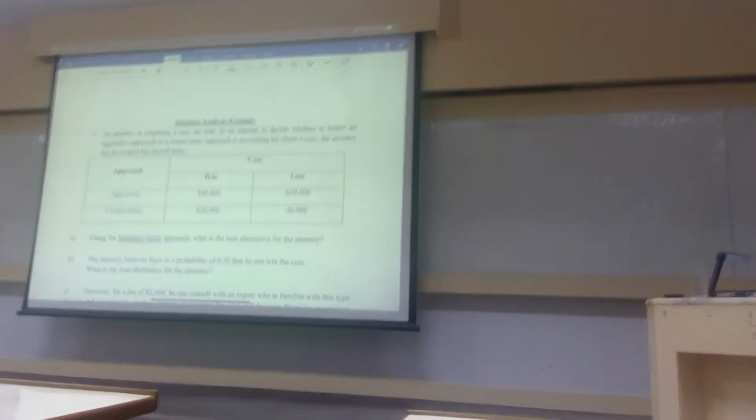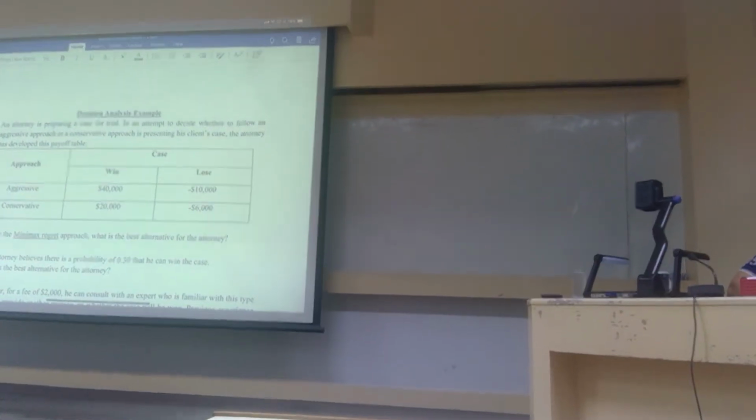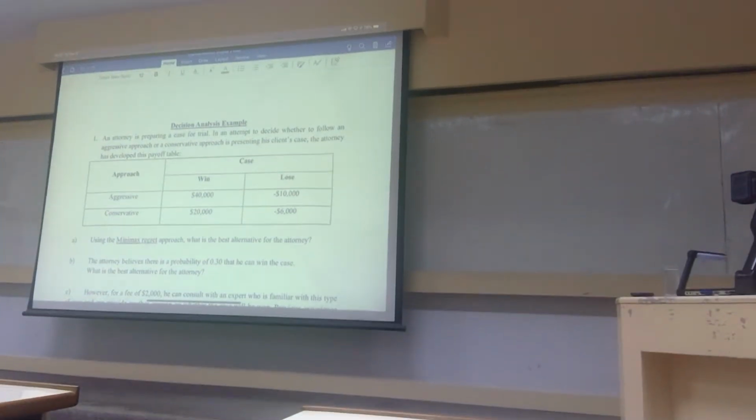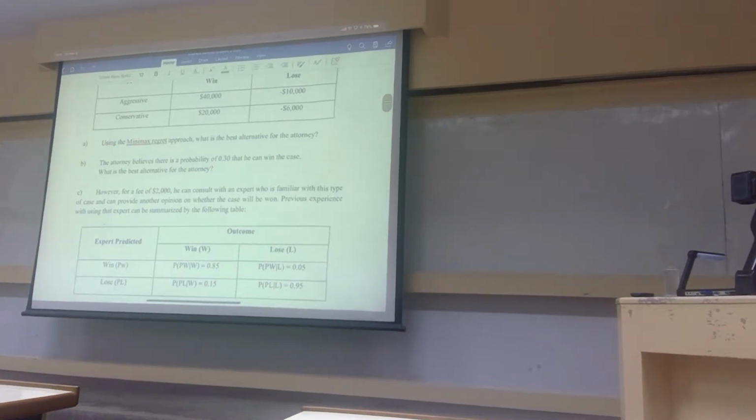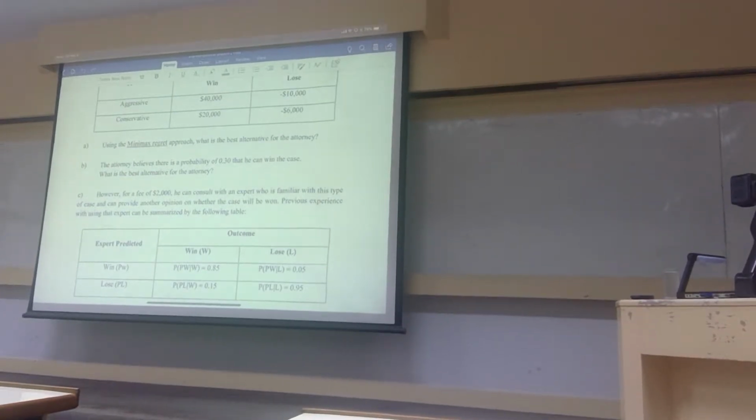Conservative. Right? The two possible outcomes are win and lose the case. So question A, using the minimax approach, what is the best alternative for the attorneys? Question B, the attorney believes there is a probability of 0.3 that he can win the case. So what is the best alternative for the attorneys?